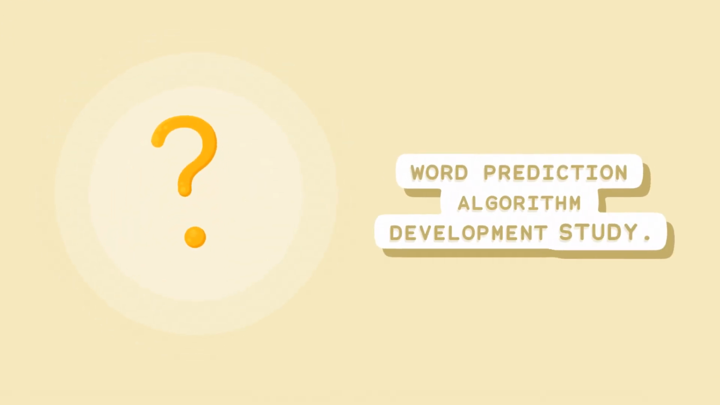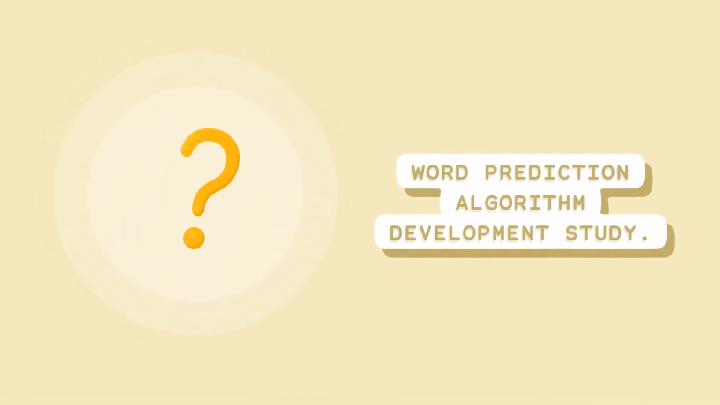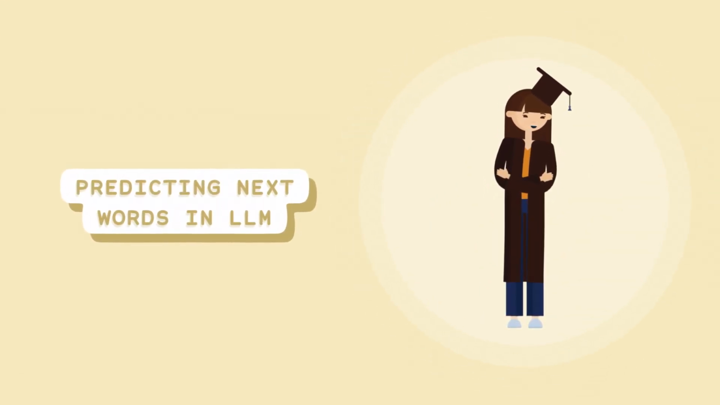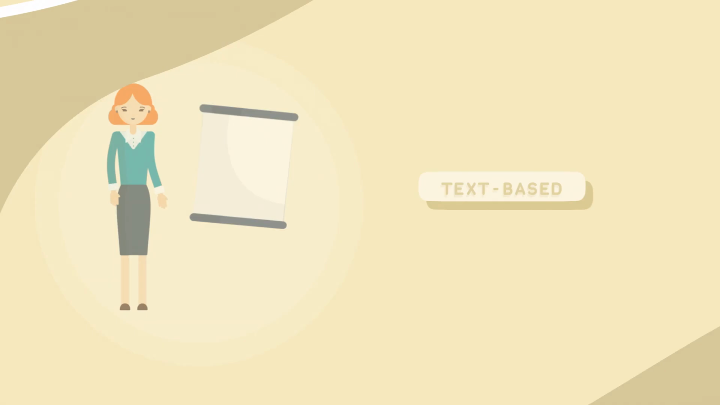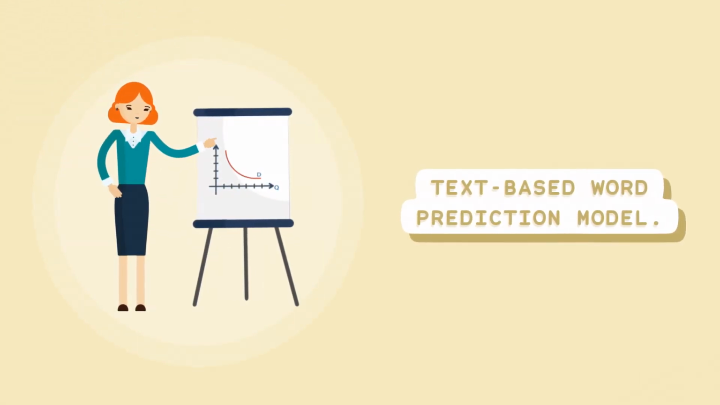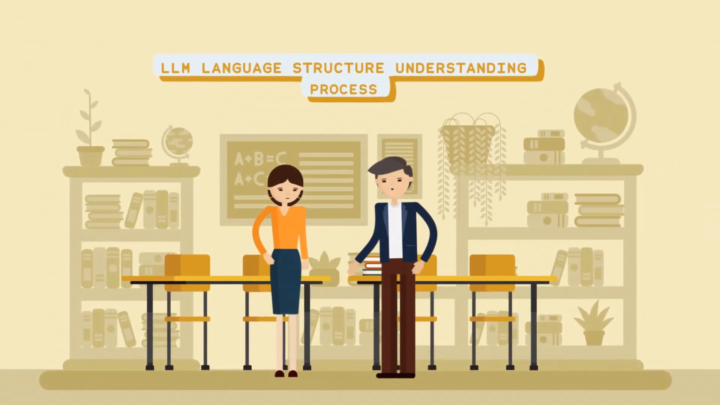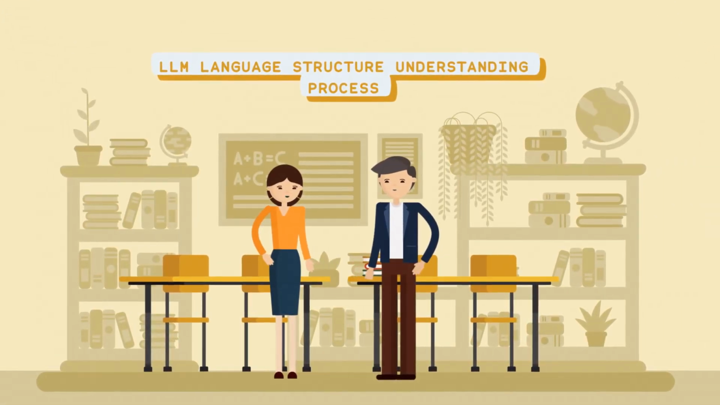Predicting the next word. A key part of LLM learning is predicting the next word in a sequence. The model is shown a piece of text with the last word hidden, and it tries to guess what that word should be. This process helps the LLM understand context and language structure.